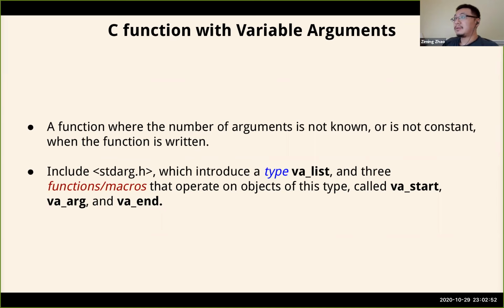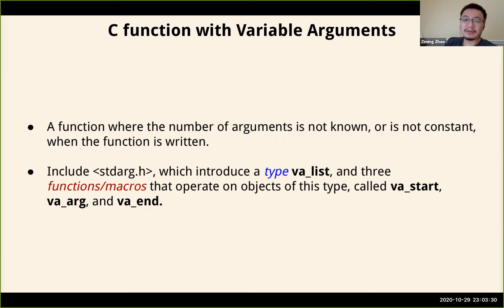So if you program in C, you have been using functions with variable arguments. For example, the printf function is one of the functions with variable arguments, but you probably never noticed them. You never realize that these functions are different from other functions. So the C library function printf is one of those, and there are other ones as well, especially many of those format string functions, including printf.